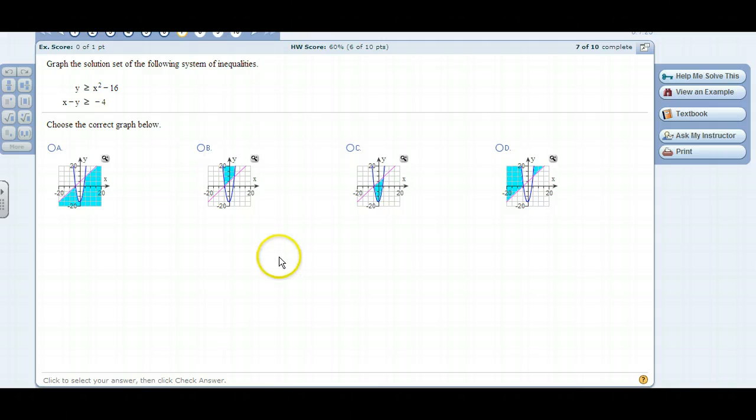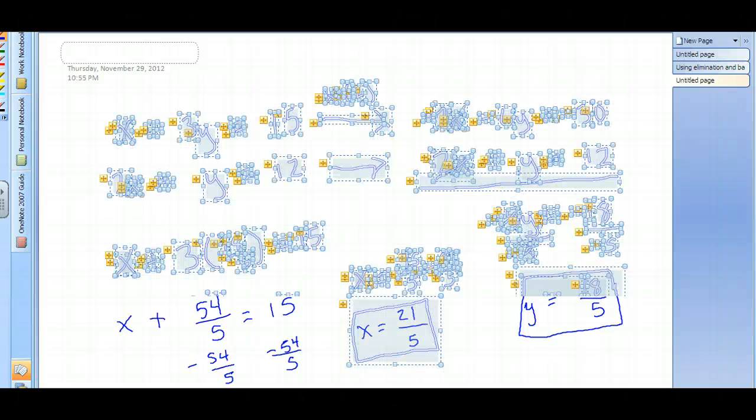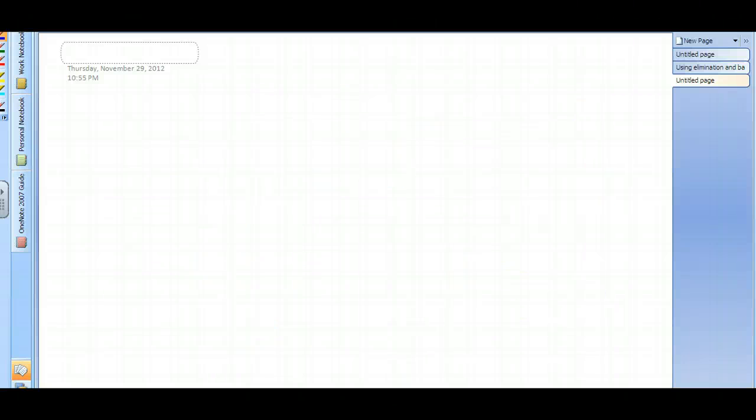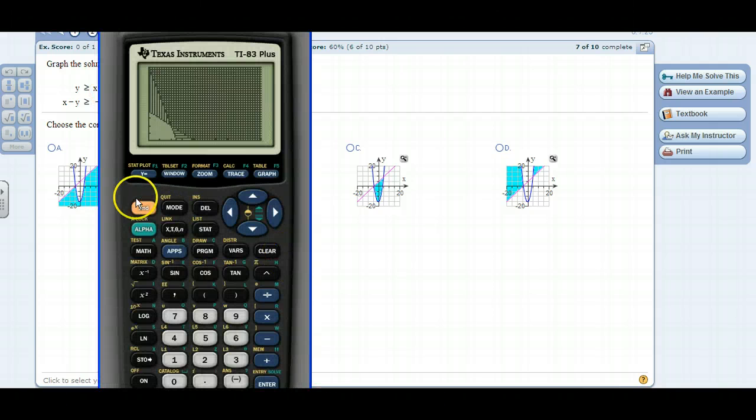Now when you get to something like this, again, just isolate y in both of them. So let me highlight all this. So my system here is x squared minus 16. That's already isolated, so I can put that one in there.